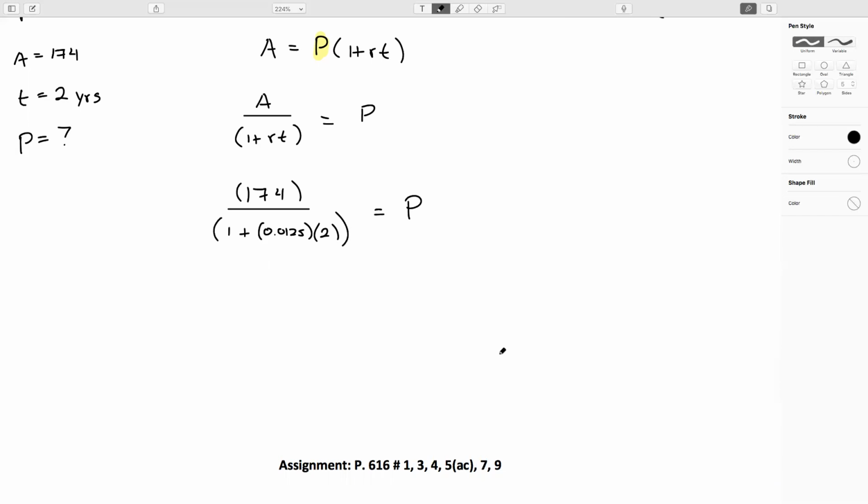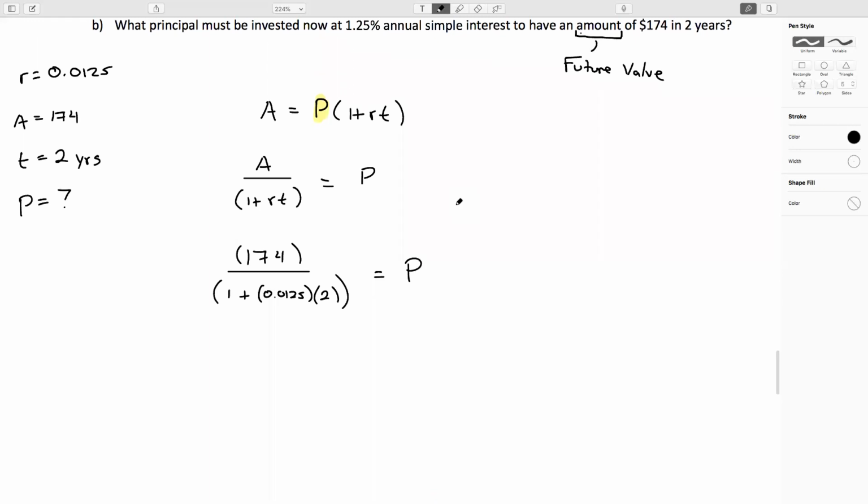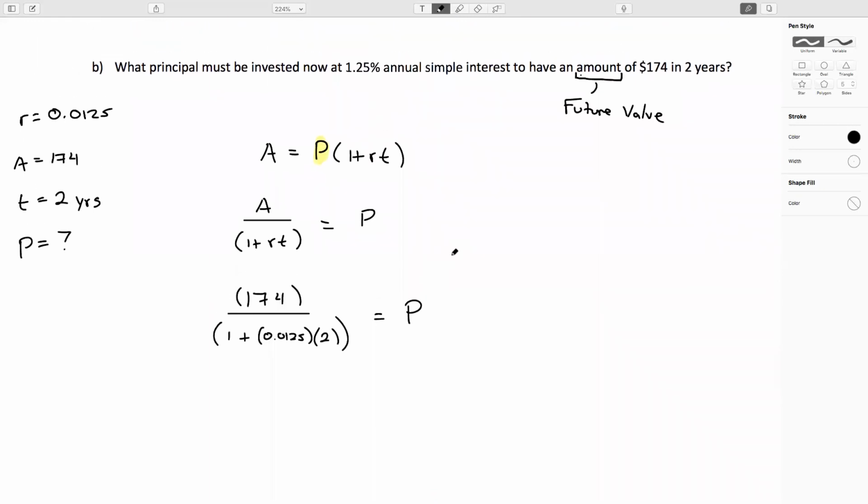So let's do the calculation. 174 divided by 1 plus 0.0125 times 2. And I have $169.76.